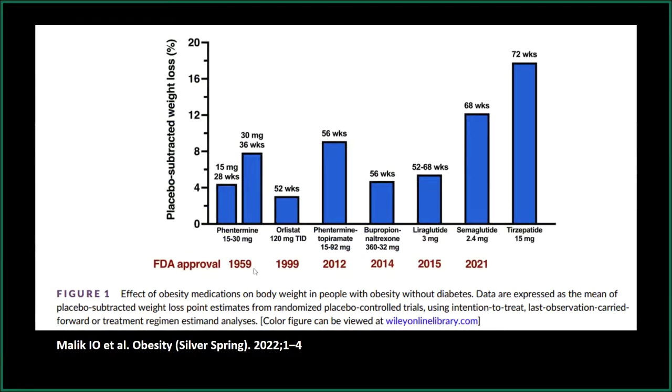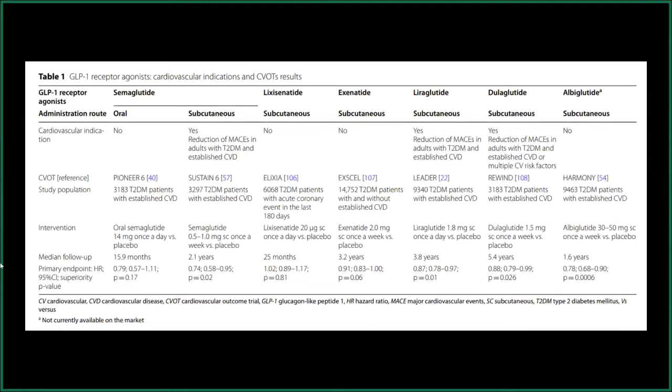And when you look at it from the FDA approval perspective, in terms of how much weight loss you can get, the most weight loss that you can get currently is with the new GLP-1s and the GIP peptides. So then you come to the cardiovascular benefits of these.